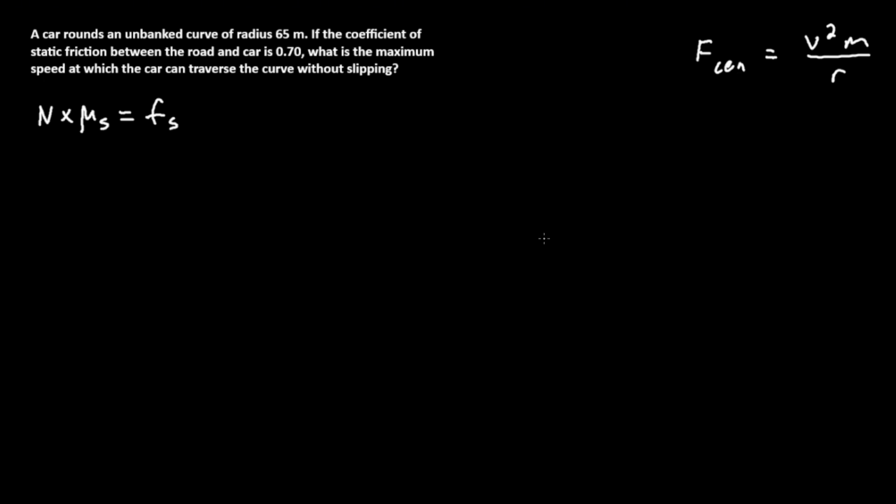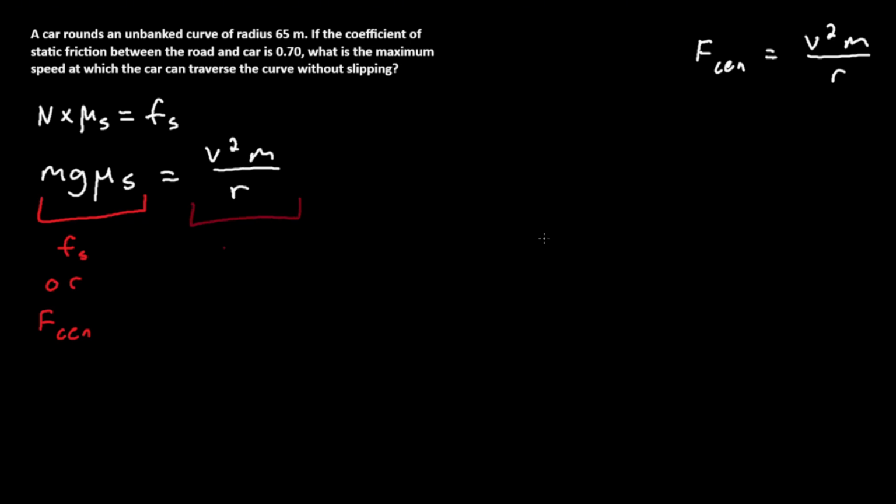So if we create an equation here, mass times gravity is equal to your weight. In an unbanked curve, or a flat plane, your normal force is equal to your weight. So mass times gravity is equal to weight. And you multiply it by your friction coefficient to get this entire thing equal to static friction, or centripetal force. Now, all you have to do is set this equation equal to your centripetal force equation. Centripetal force is equal to centripetal force.